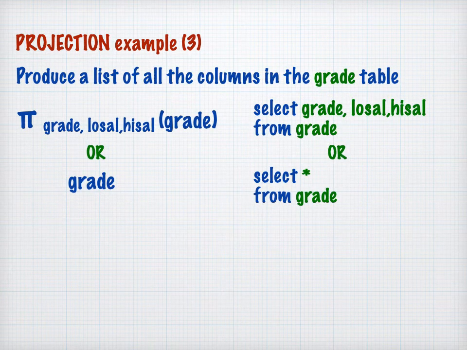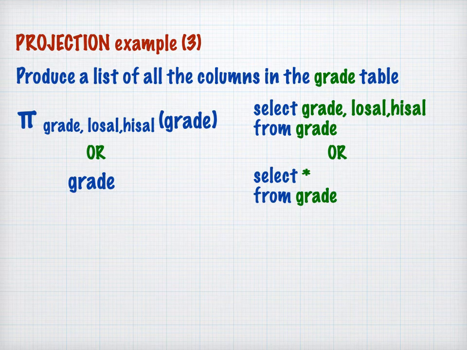Well, what about if you wanted to see all the particular columns in a particular table? So for example, the grade table we know has got 3 columns in it. It's got grade, low cell and high cell. If we wanted to write that down in relational algebra, we'd go project, that's that pi symbol, grade, low cell, high cell, and we put grade in brackets.